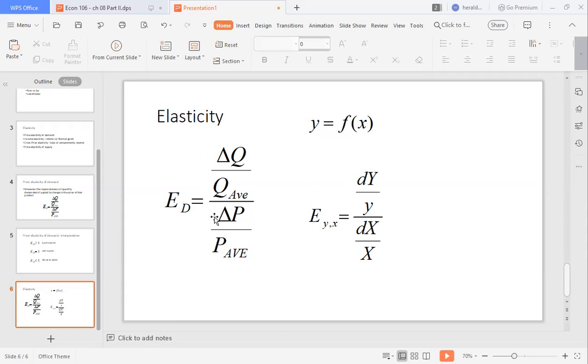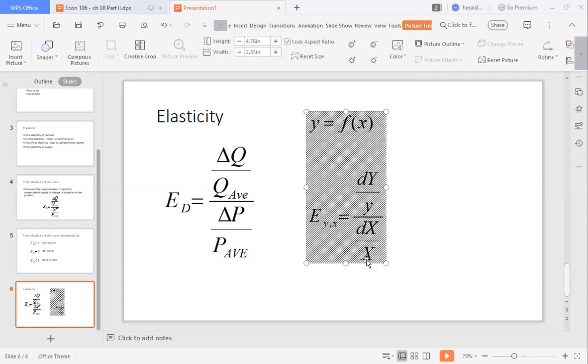Again, when we go back to the midpoint formula for elasticity, Q here is a function of price. So when we look at it in general, Y is a function of X. Therefore, the price elasticity of demand would be the ratio of a change in Y over Y over a change in X over X. Let me just rewrite this one. Now, writing it in a more compact way, it would look like this: dy/dx.